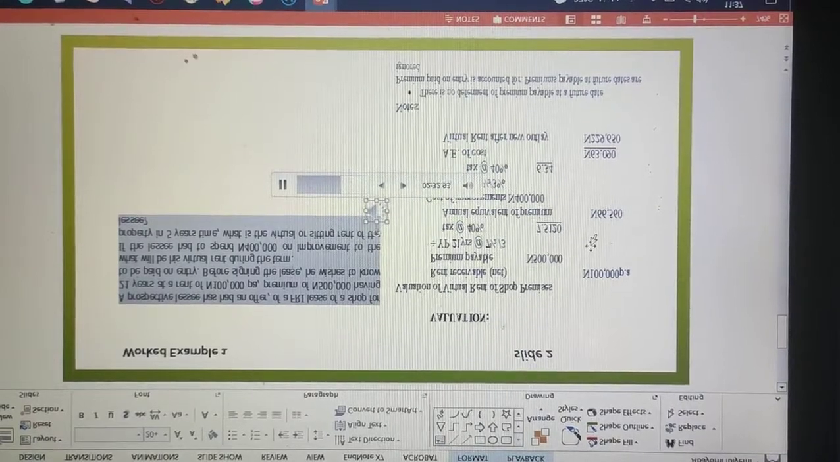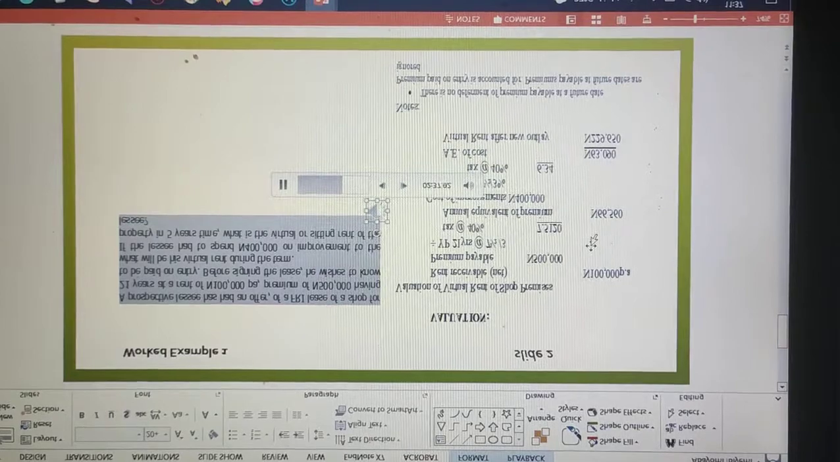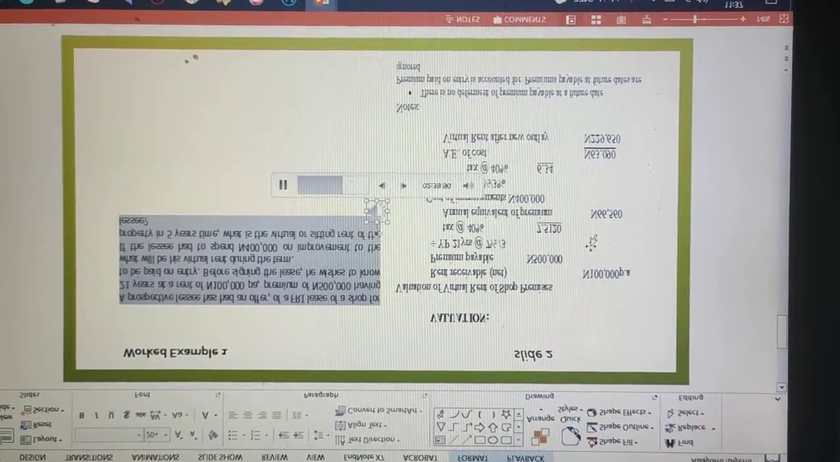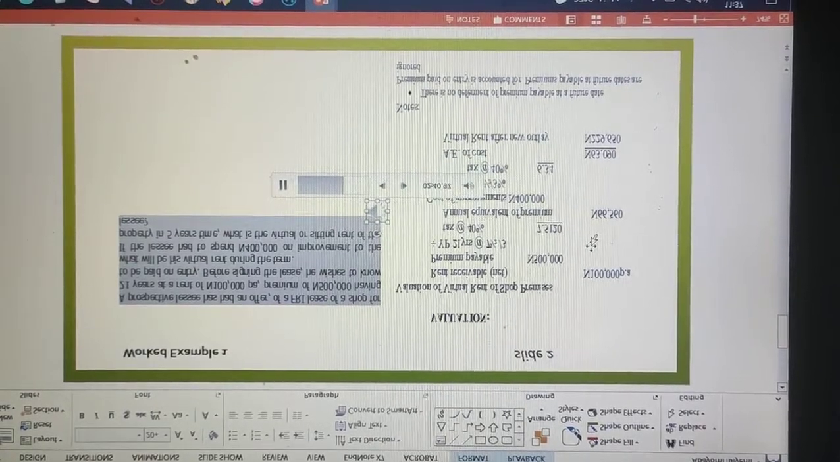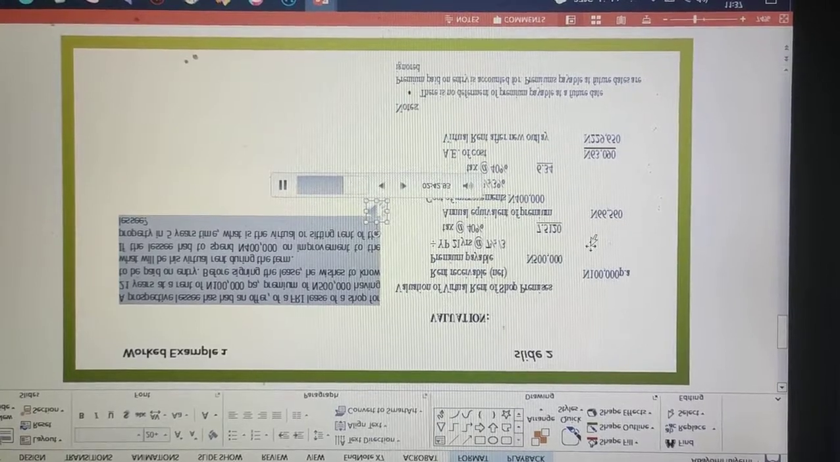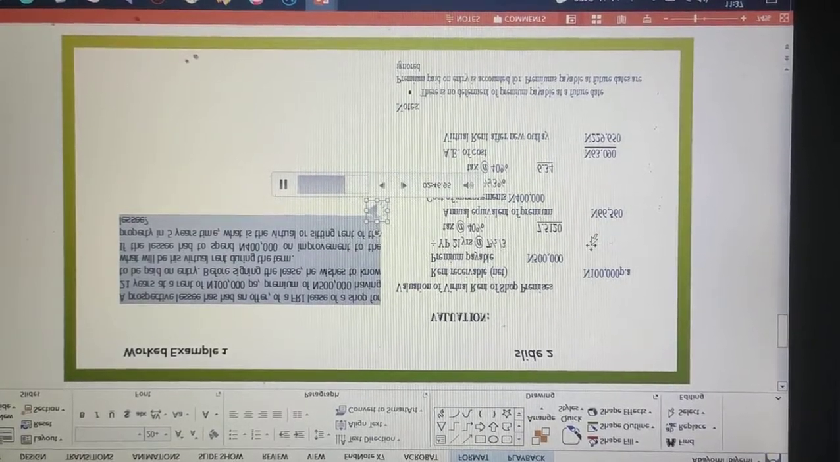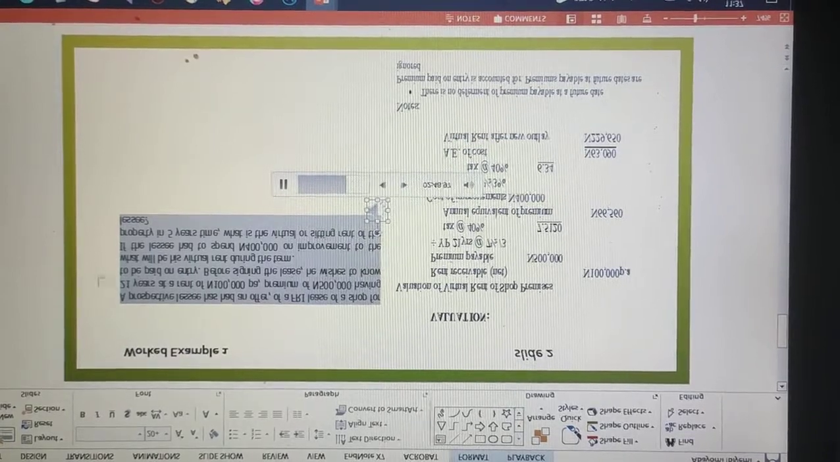Then the virtual rent per annum will be the addition of 100,000, 66,560, 63,090, which will be 229,650.